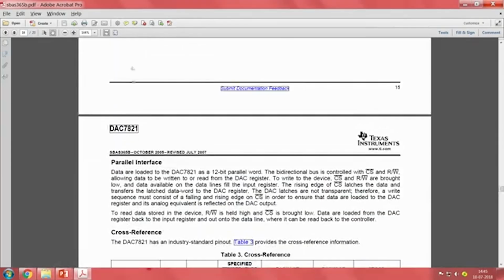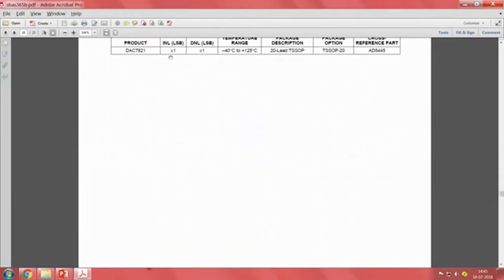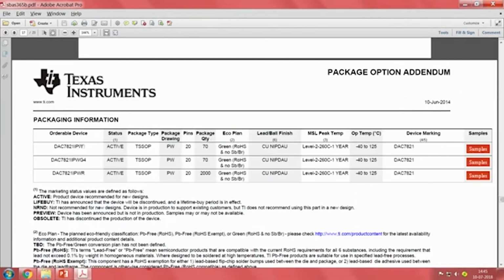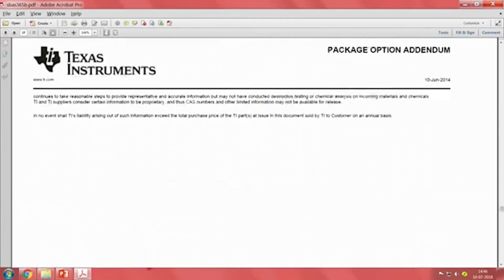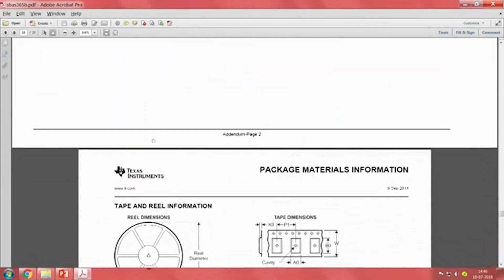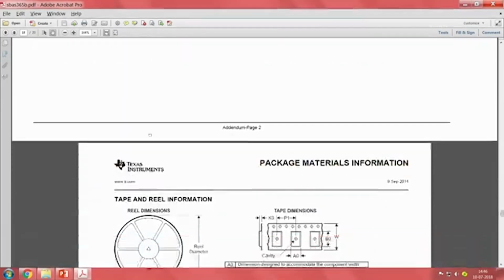Okay. Then if you want to buy the IC, you will have package information. So they will have the orderable part number for the device, what is the package, what is the environment plan, is it RoHS compliant. RoHS is like it should not produce any radioactive hazardous substances, that is RoHS. So it is green, and so on, that they will show. And the last part of the datasheet usually is the package information.